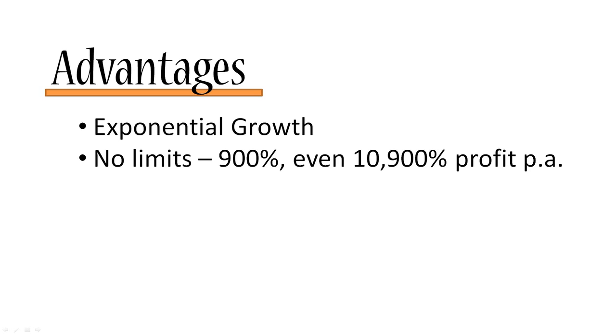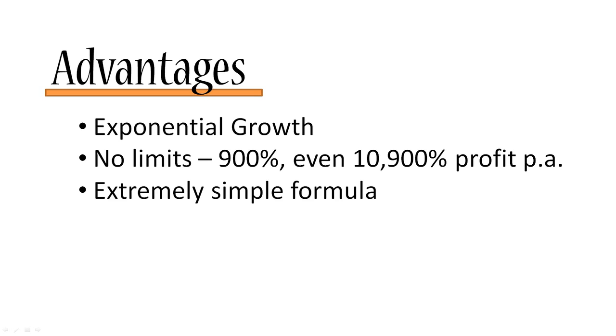That brings us to the second advantage, no limits. You can earn 900% in 12 months. You can even earn 10,900% in 12 months. It's just ridiculous how profitable your system can become if you apply the Larry Williams money management method on top of your normal trading strategy.